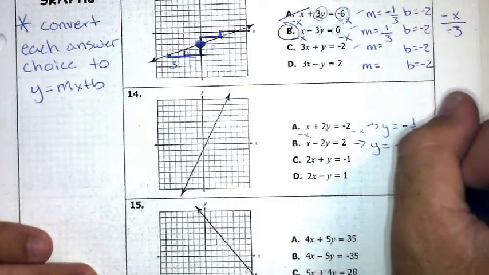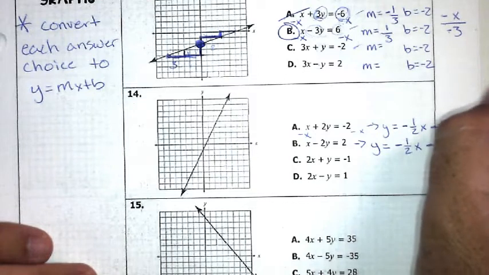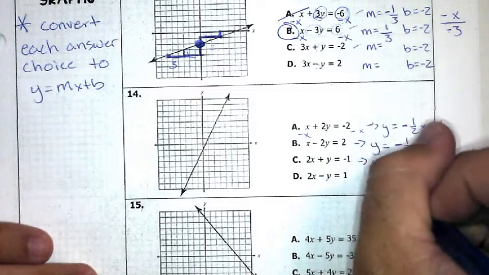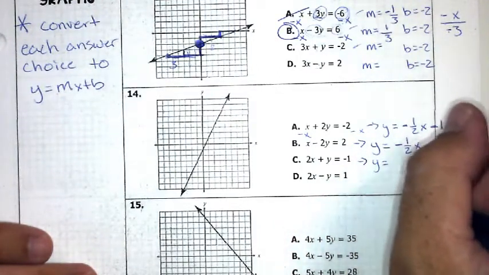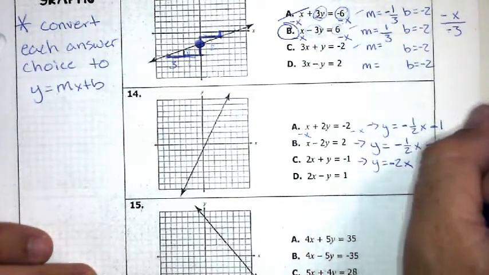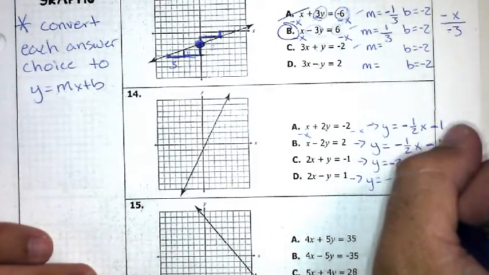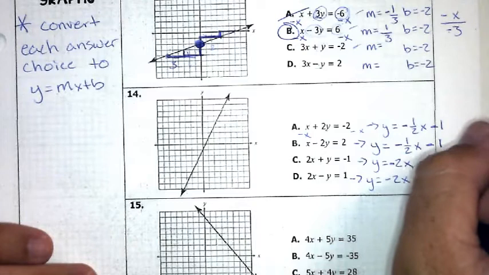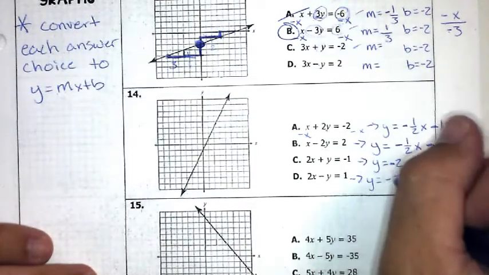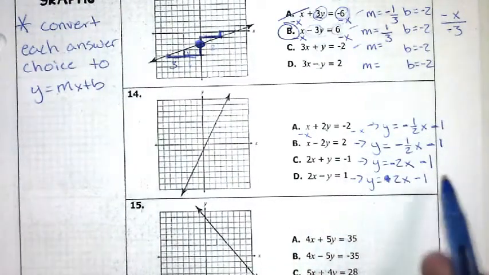This one will be y equals negative 2x minus 1. And this one will be y equals... what? Oh, positive 2x. Positive 2x. Okay. So if you notice, I kind of skipped some steps. I did the math in my head. But it's just the same thing that we were learning on the last page.